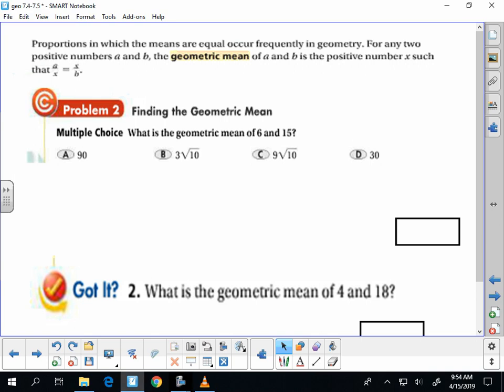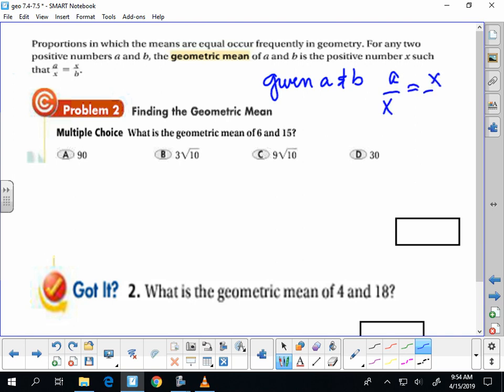Okay, so if we want to do this one, it's proportions in which the means are equal, and they occur a lot in this section. For any 2 positive numbers a and b, the geometric mean of a and b is a positive number x such that a over x equals x over b. So if you're asked to find the geometric mean and you're given an a and a b, it's just a over x equals x over b.